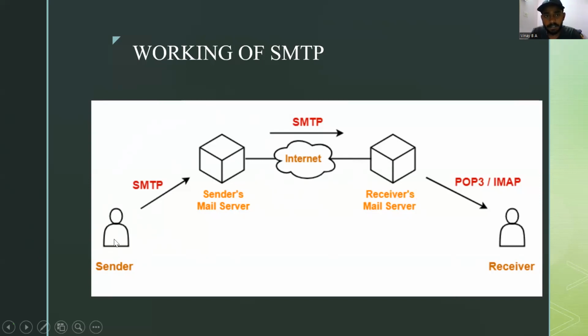SMTP works only from the sender to the receiver's mail server. Then the receiver's mail server delivers it to the receiver by using IMAP or POP. POP is Post Office Protocol. SMTP works like the post office method. When we want to send a post from one source to another destination, SMTP works in the same way.